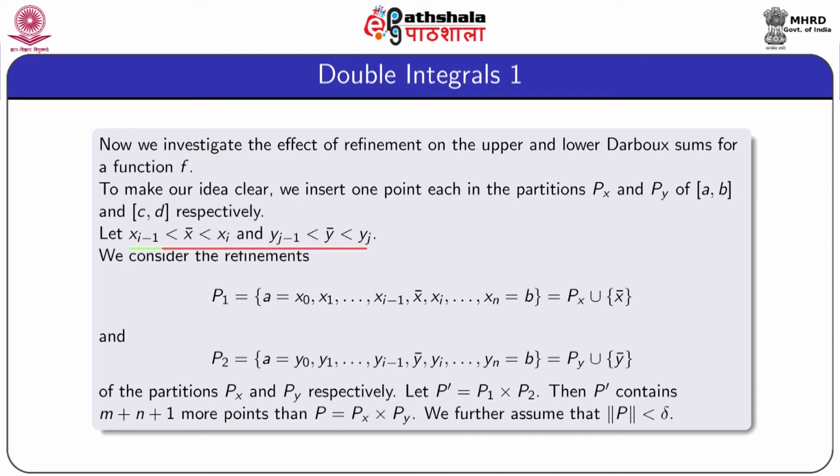We insert a point x bar in between xi minus 1 and xi, and y bar in between yj minus 1 and yj. We consider the refinements where P1 is nothing but Px union the singleton set x bar and P2 is Py union the singleton set y bar of the partitions Px and Py respectively. Let P dash be P1 times P2. Then P dash contains m plus n plus 1 more points than P equal to Px times Py. We further assume that the norm of P is less than delta.